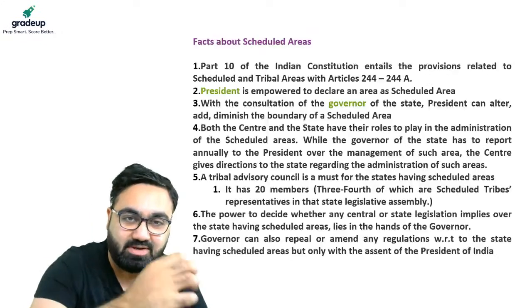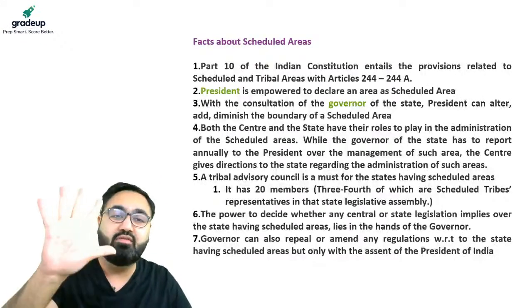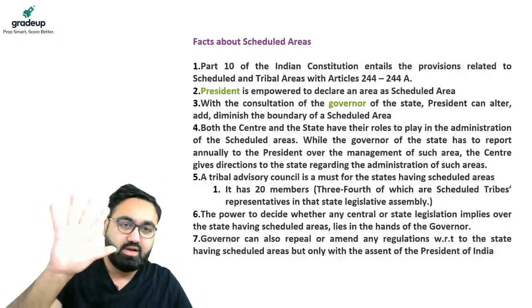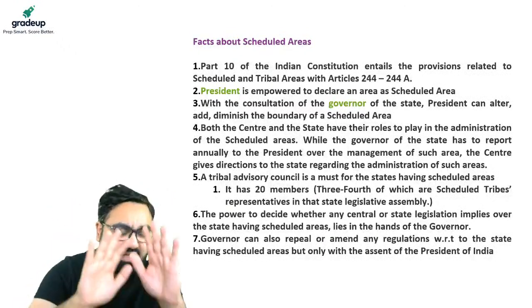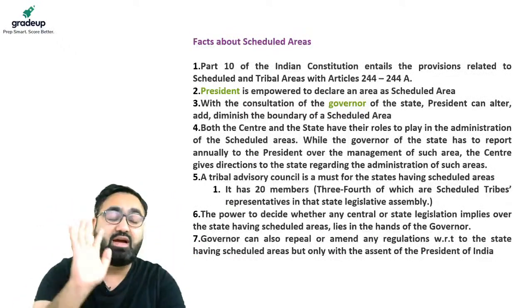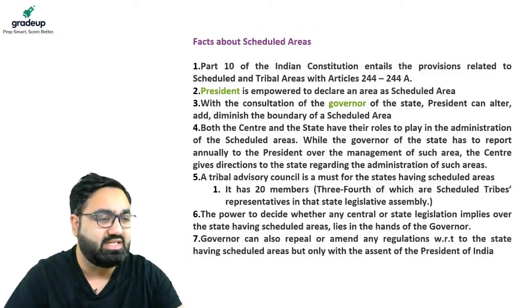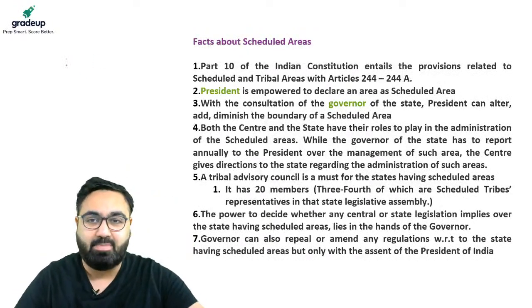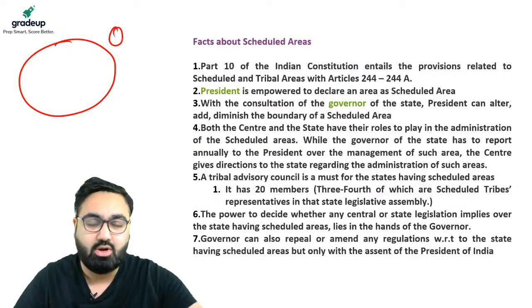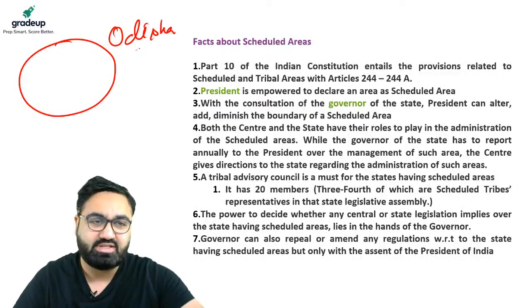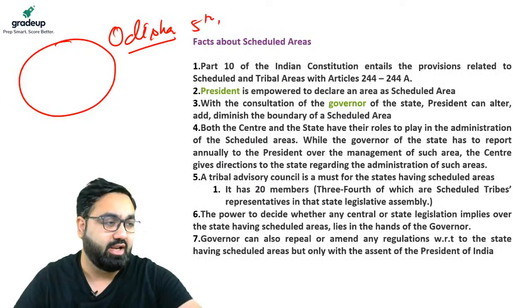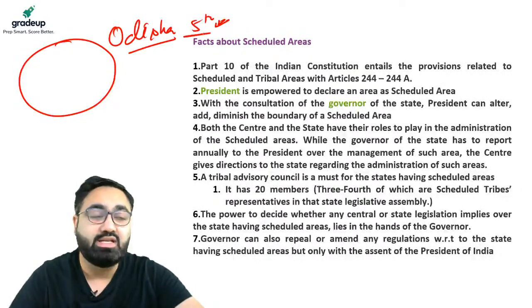Now, what are these special powers? Let's first talk about the 5th schedule areas. There are 10 states in India which have 5th schedule areas. Now, in these states, for example, let's say this is Odisha, and let's say Odisha is a 5th schedule area.